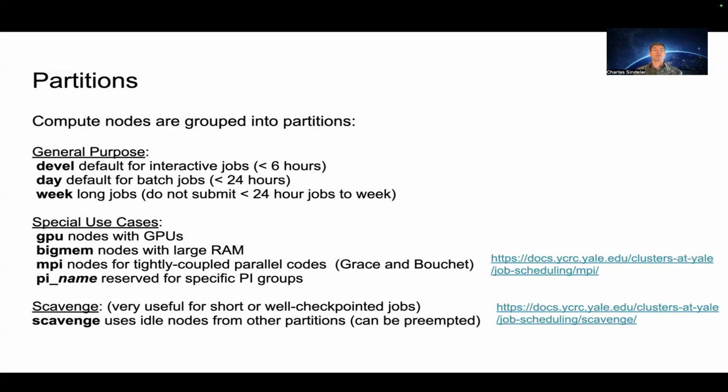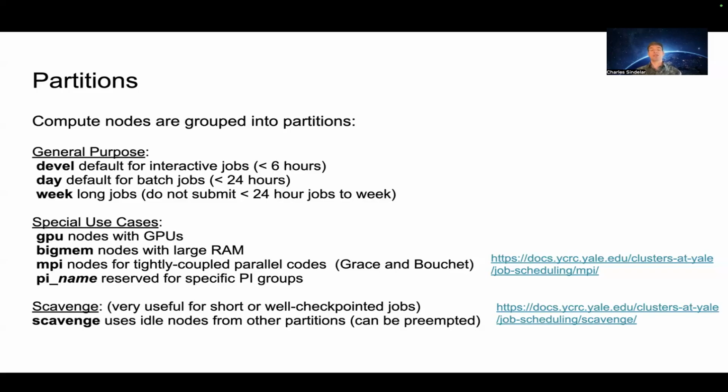Finally, there is a scavenge partition, and this is designed to take advantage of unused resources that can also include the PI partitions. The way that you use this is that you submit a job to the scavenge partition with the knowledge that it will run if there are any free resources. However, it can be preempted, which means that if the owner of the node or someone with a higher priority would like to use that node, then your job will be terminated, perhaps before it's finished. And so you need to take special precautions when using the scavenge node.